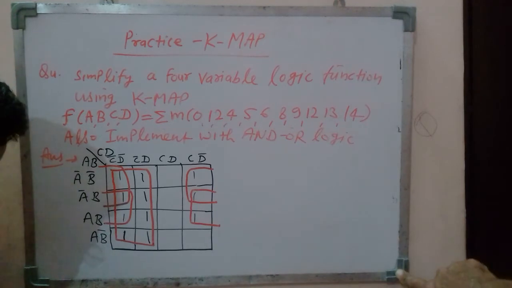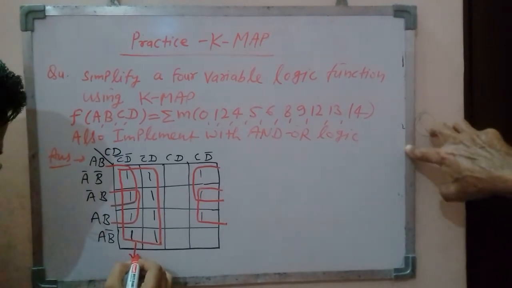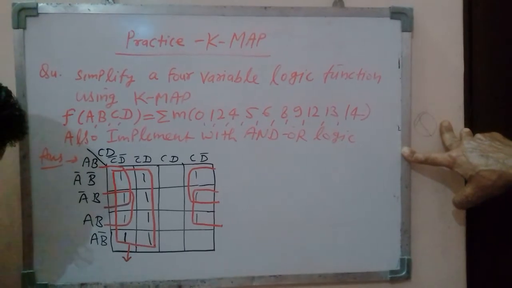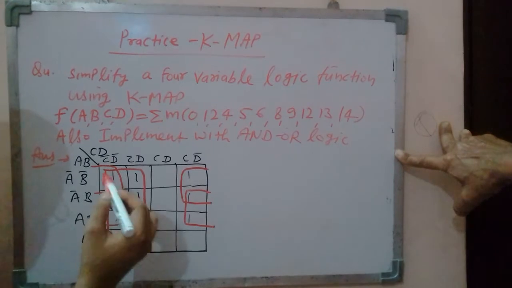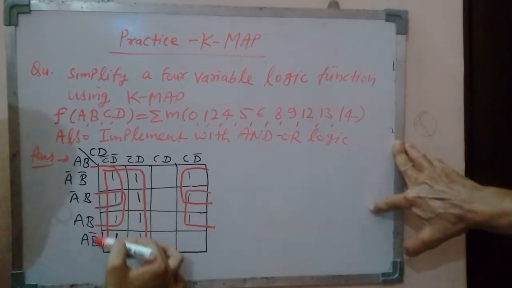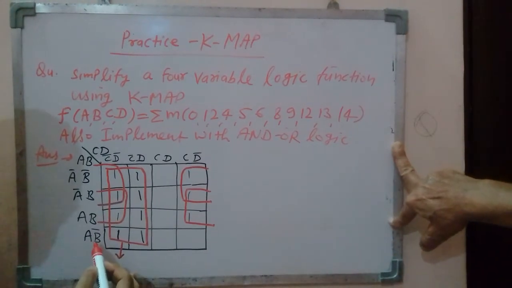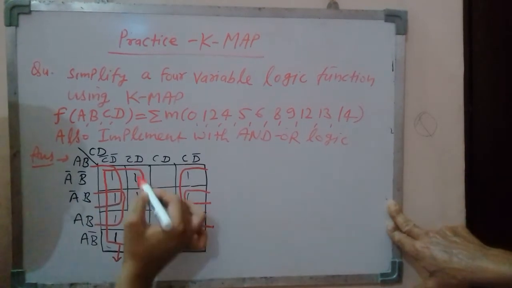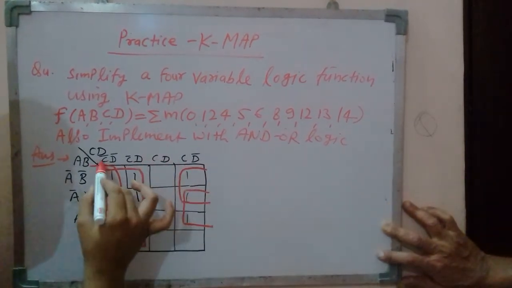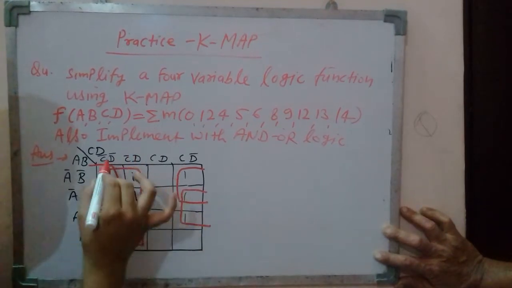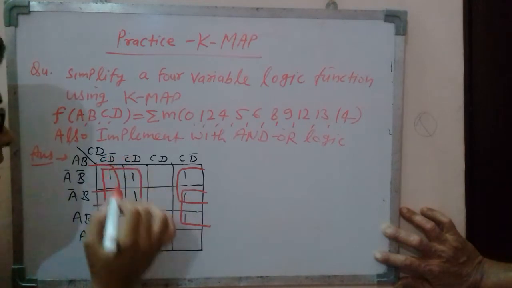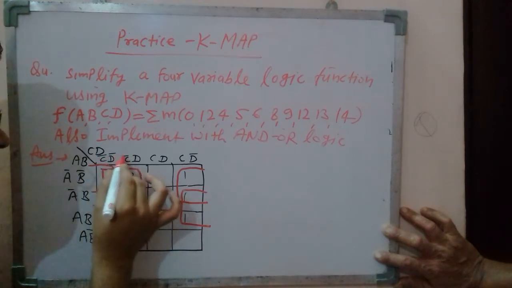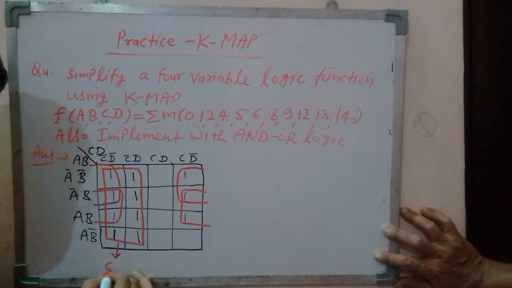For the octet, I told you that an octet will eliminate a total of 3 variables. So when you go from here to here vertically, A and B both variables will be eliminated. I am writing the expression for this octet. Then from here to here horizontally, when you go, the D variable will be eliminated, right? Because D is changing from D bar to D. So what is remaining? C bar, because C bar is the same. So the expression for this octet is C bar.